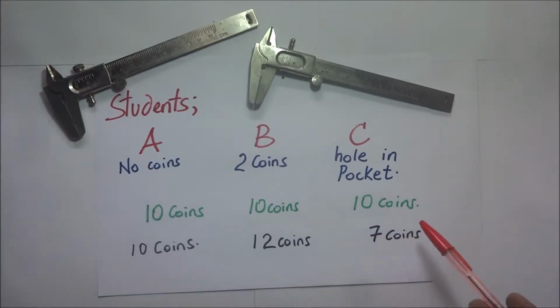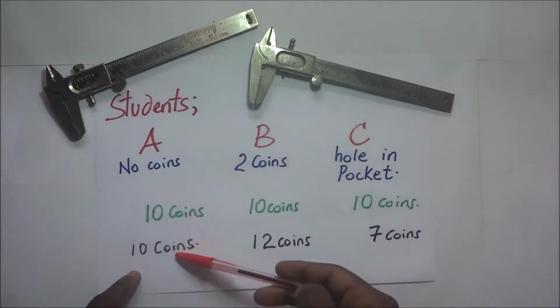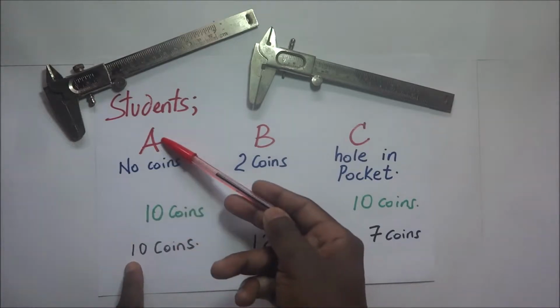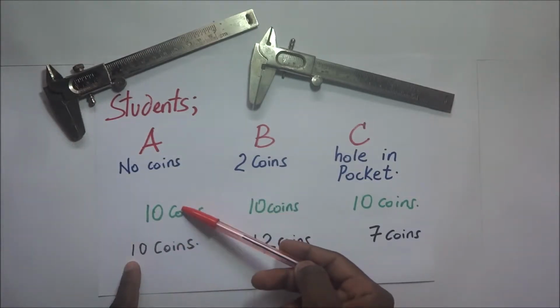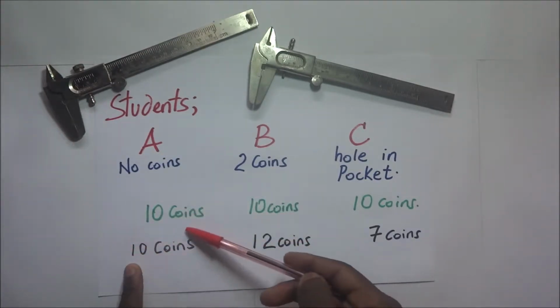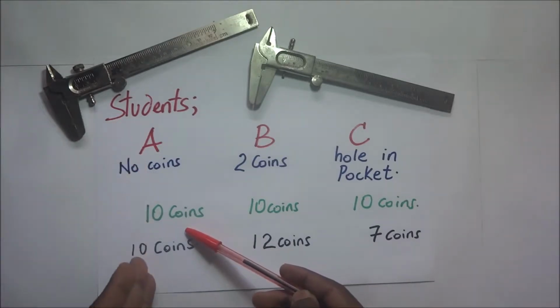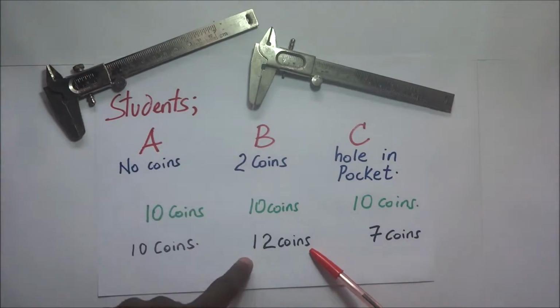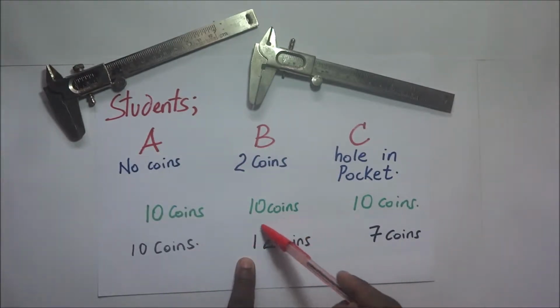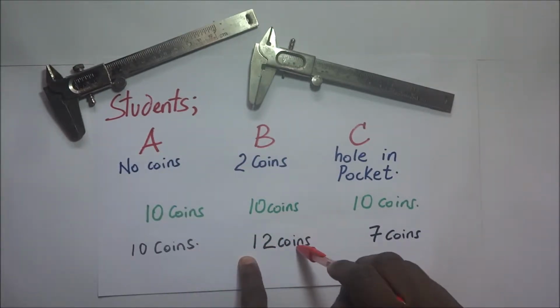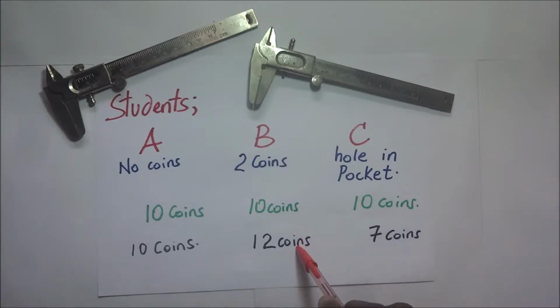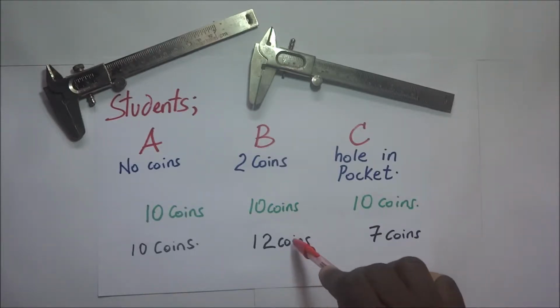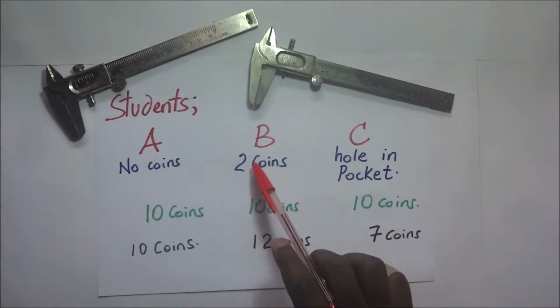These answers are not the same. Why? Let's look at student A. This is the perfect guy. This guy came in without coins. I gave him 10 coins and he's having only 10 coins. So this one is verified and true. Now this one, I gave B 10 coins. But how come the security guard is only able to detect, or is counting, 12 coins in his pocket? Now that is because B had 2 coins initially.